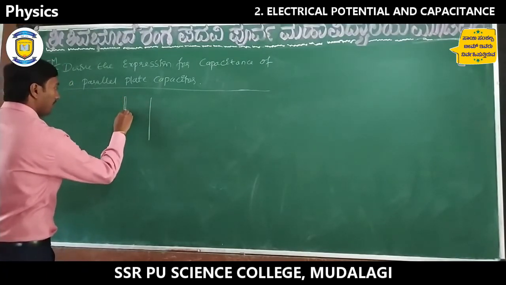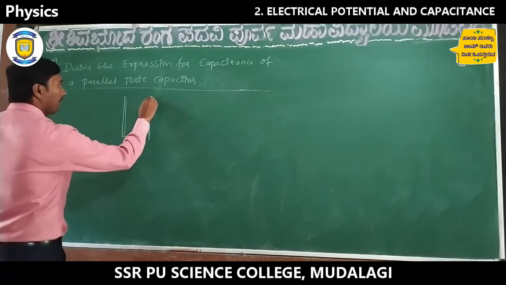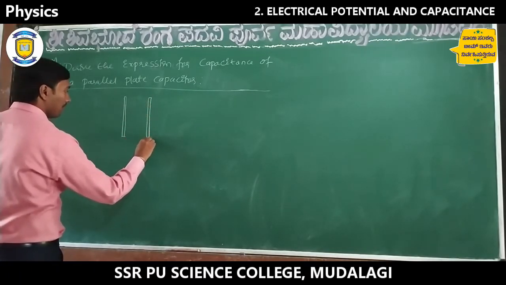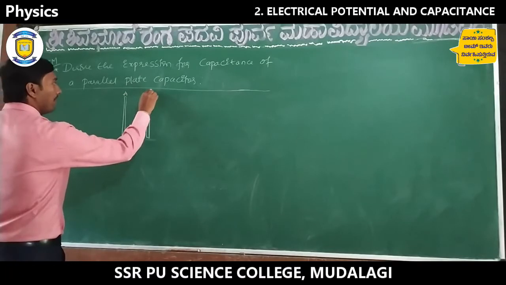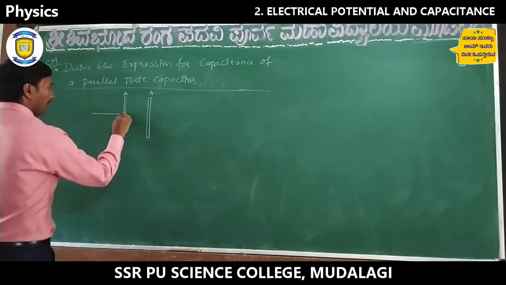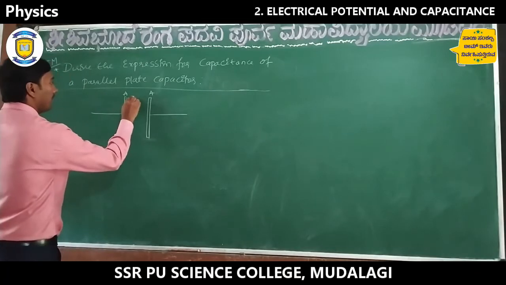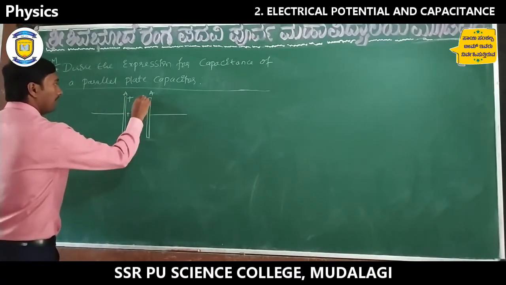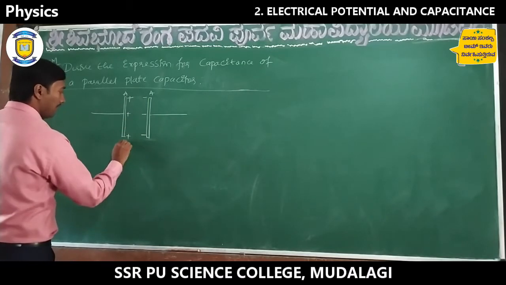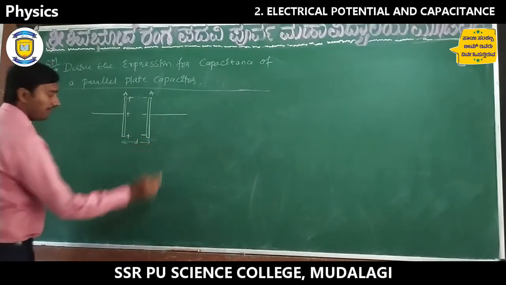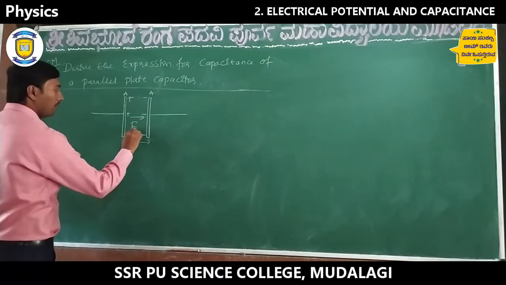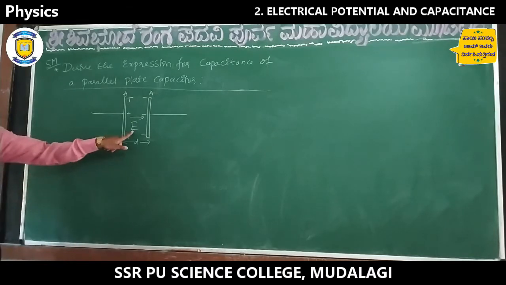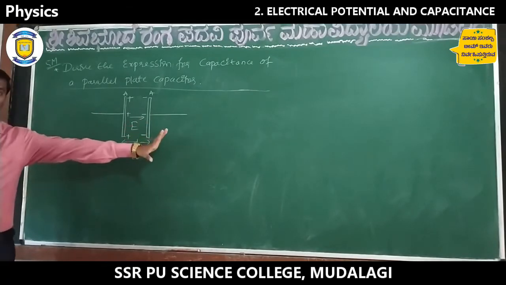I have already told you this. The areas of the two plates are the same, so this area is also the same. This charge is positive, this charge is negative, right? The distance between the two plates is d. Small d is the distance between the two plates, and the electric field flows from positive to negative.